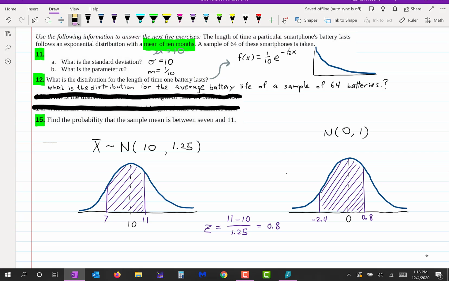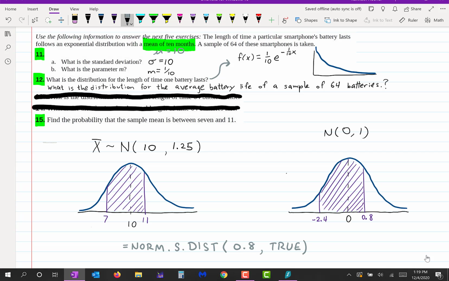Okay. Now, almost done. I'm going to open my Excel program on my computer. And I'm going to type in, let me remind you the formula, equals NORM.S.DIST parentheses 0.8 comma TRUE. Okay, let me type that in and tell you what I get.